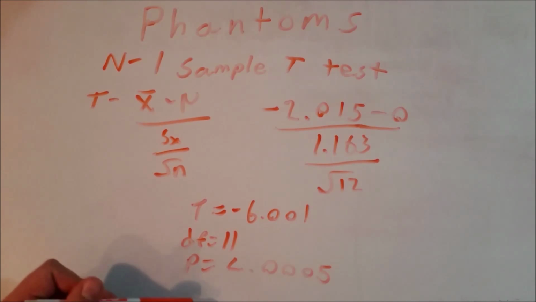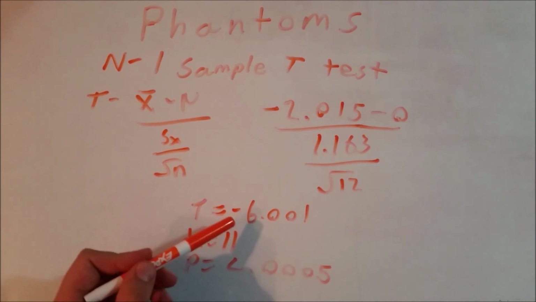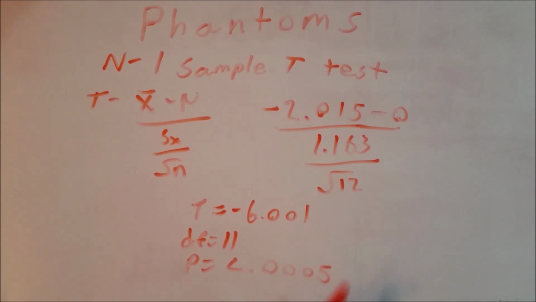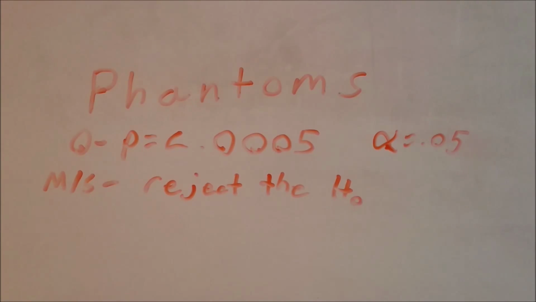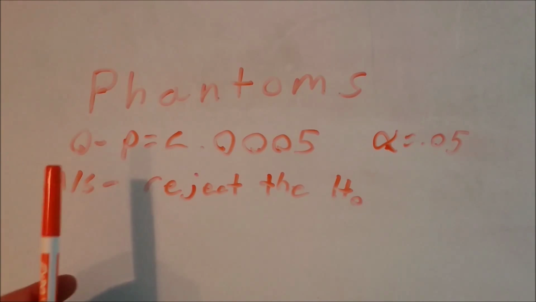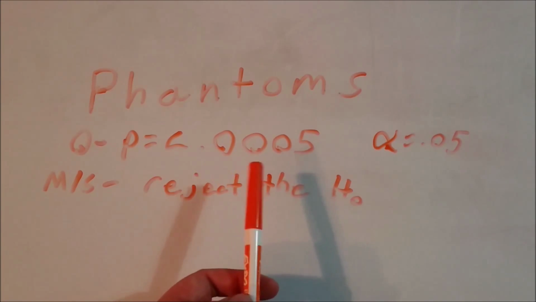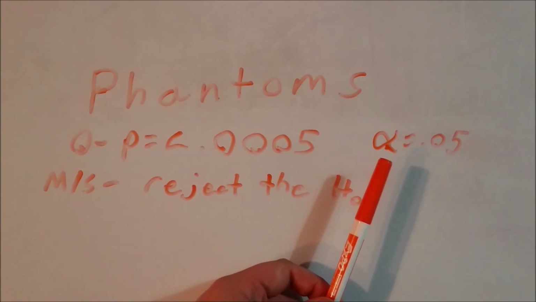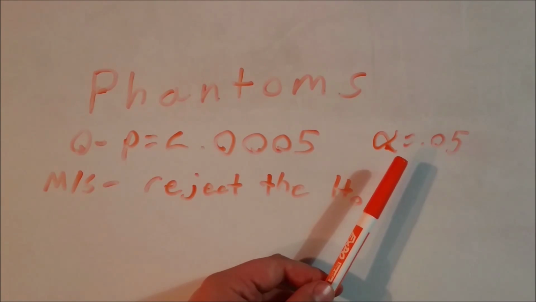And you get a p-value by looking in the back of the textbook at the t-table by matching up negative 6.001 and 11, and then you can find the p-value is going to be less than 0.0005, which is really, really small. And for O, which is obtaining the p-value, we already did, which is p is less than 0.0005, and we chose an alpha value of 0.05 because that is the most average alpha value.